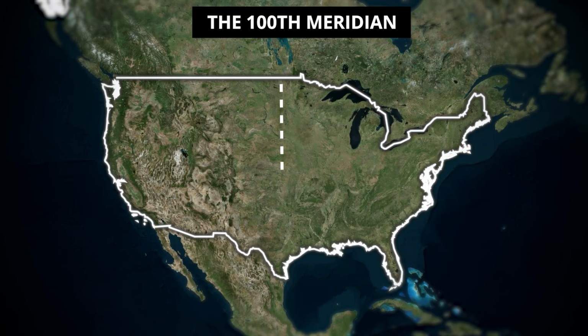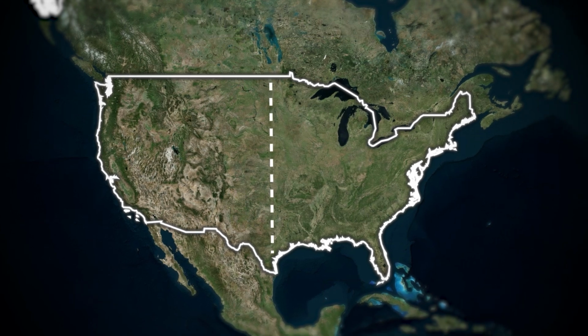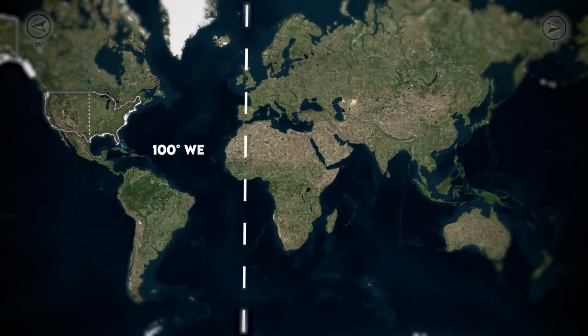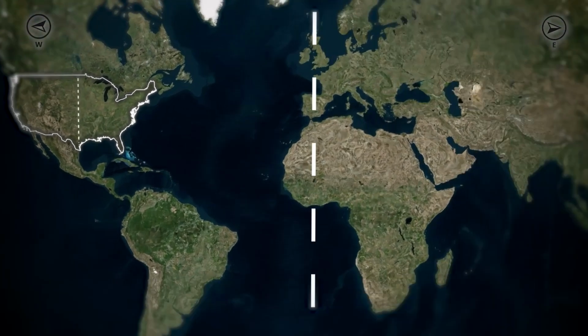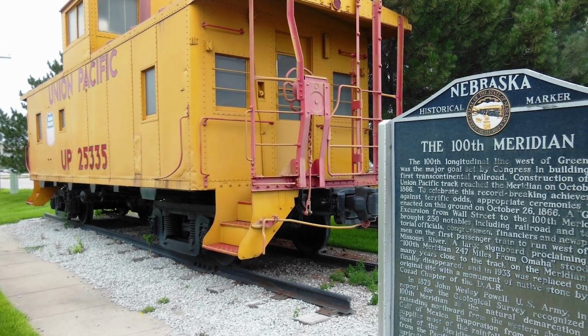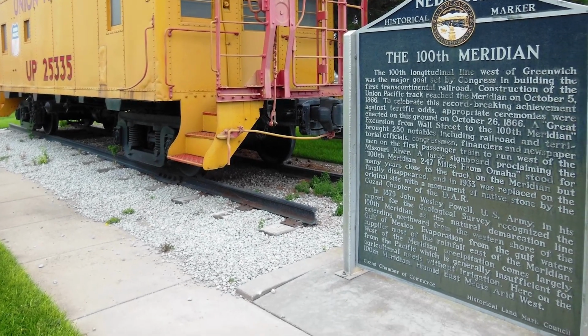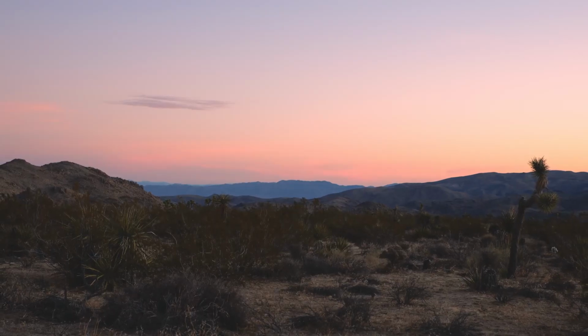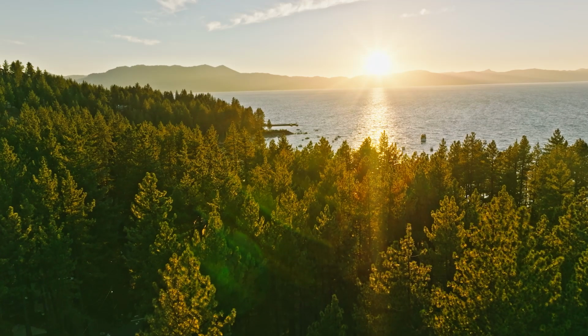The 100th meridian is an imaginary line of longitude located at 100 degrees west of the prime meridian, running from North Dakota to Texas. But what makes it important? This isn't just a random measurement, it marks a dramatic shift in climate and landscape across the United States.